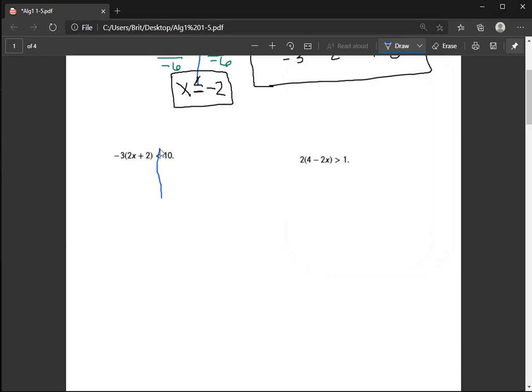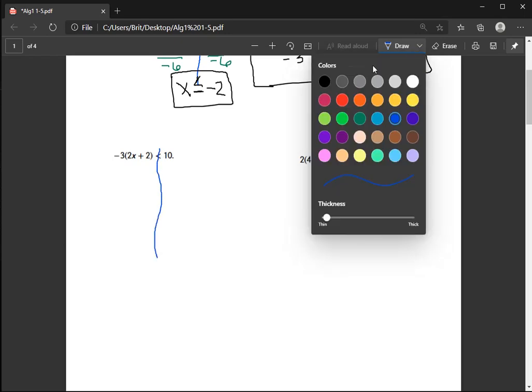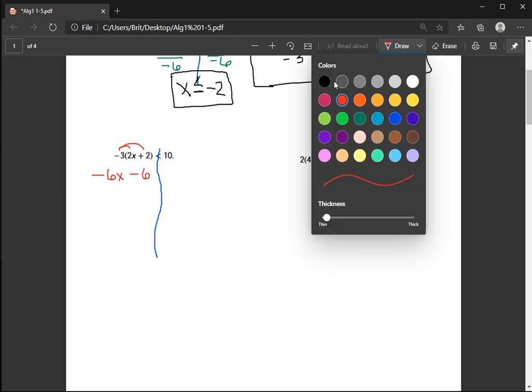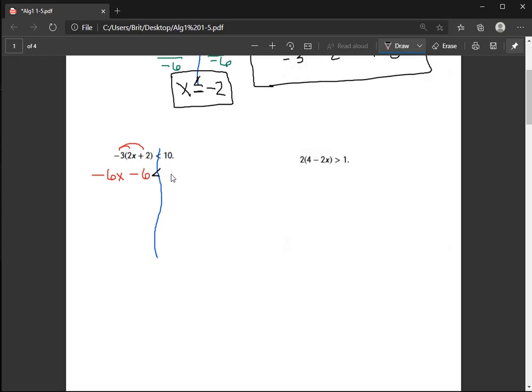So I put my river down by my inequality symbol. I have some grouping symbols, so we need to get rid of those by distribution. So negative 3 times 2x is negative 6x. Negative 3 times 2 is a negative 6. Still have my less than, and I still have my 10. So now we're trying to isolate x.